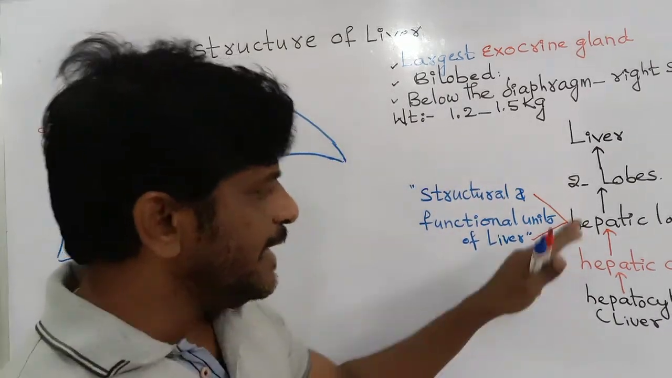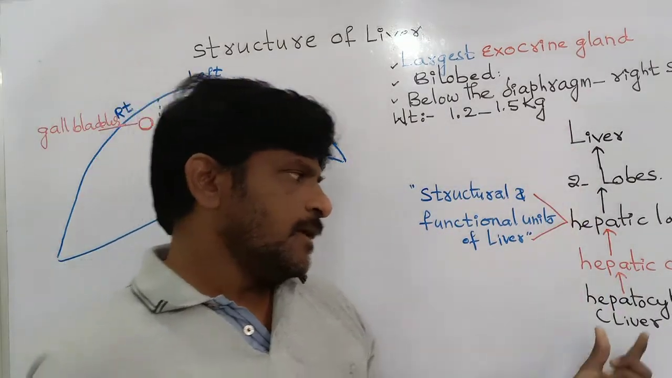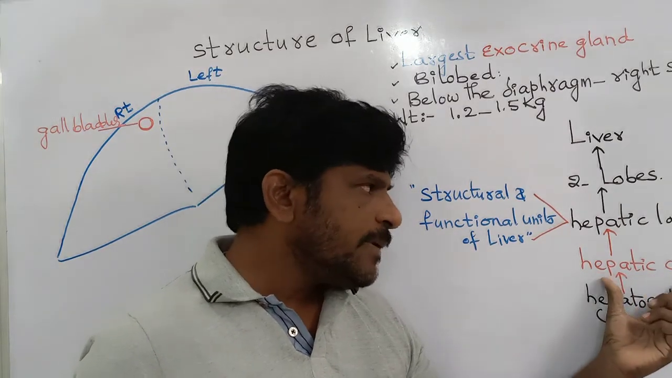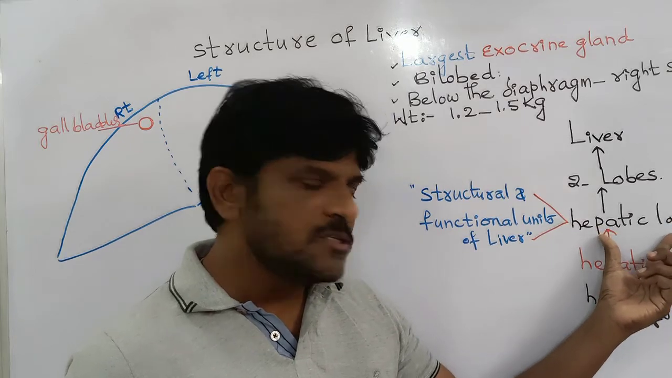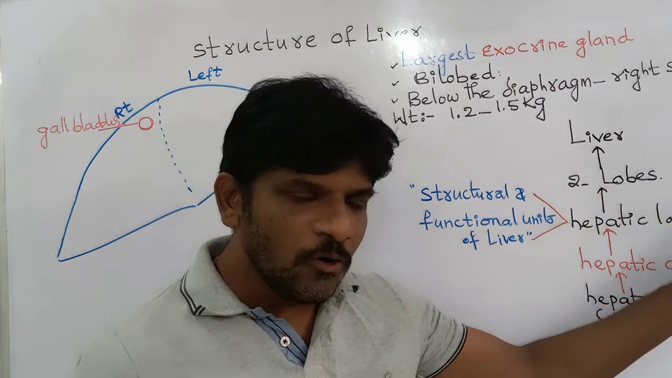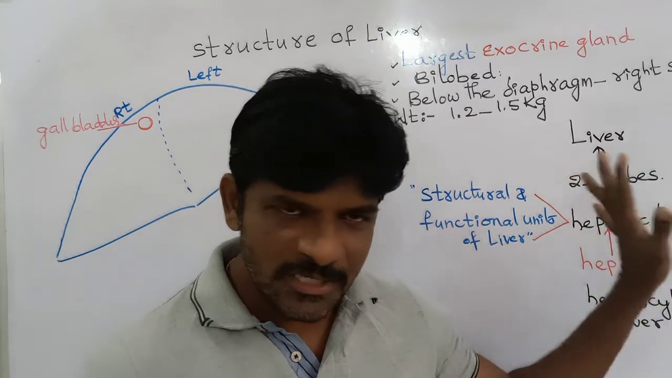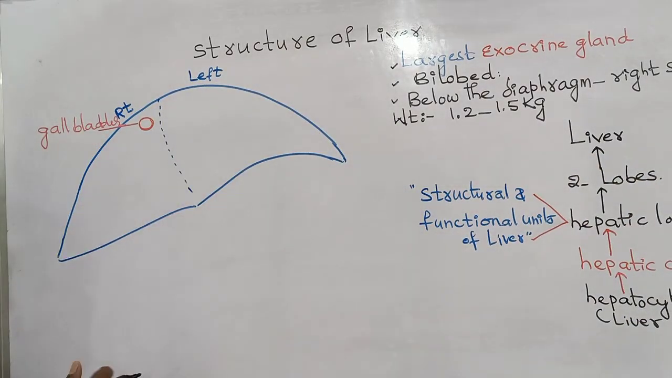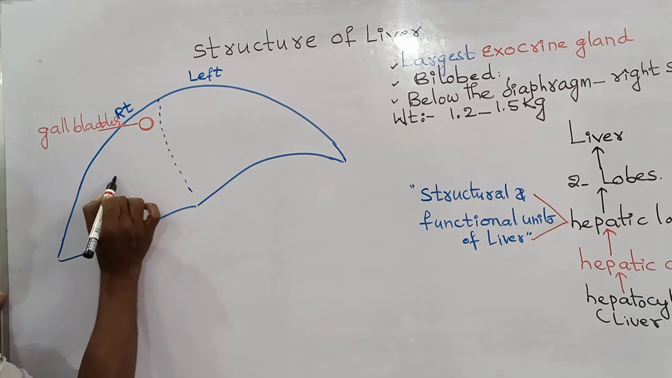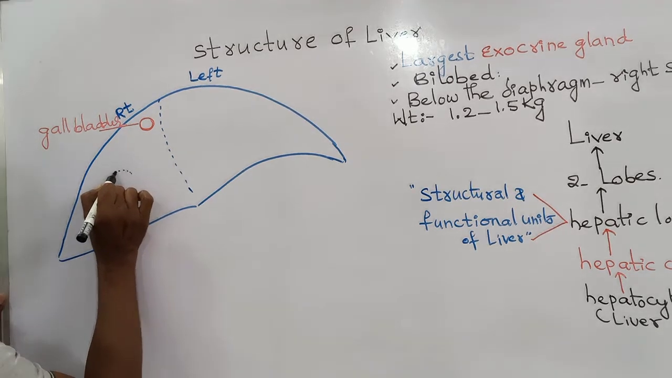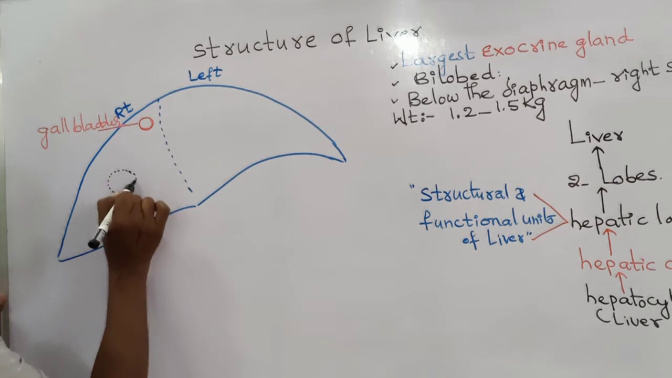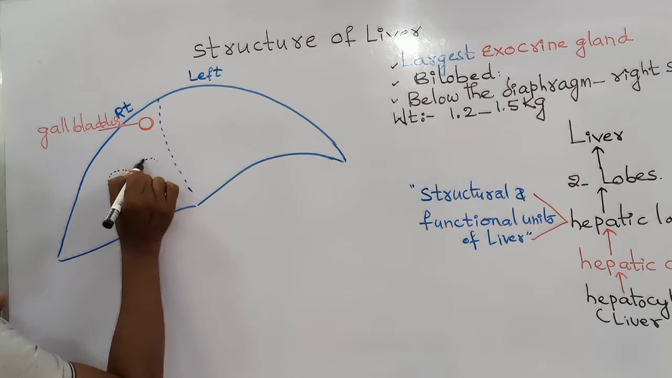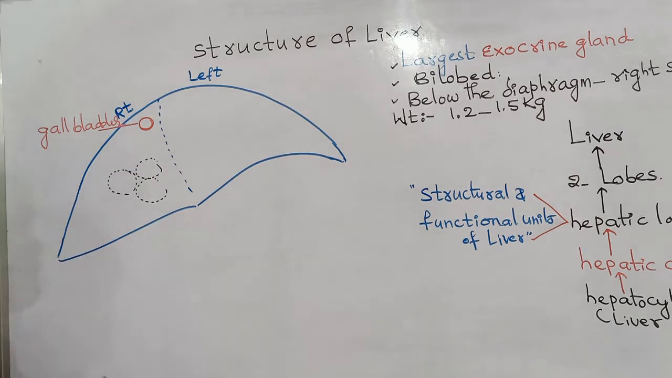This is the hierarchy of the liver. Many liver cells form one cord, the hepatic cord. Many hepatic cords form the hepatic lobules. Many hepatic lobules form a lobe. Two lobes form the liver. This is the structure of the liver. And these are the two lobes. As I told you, each lobe contains many hepatic lobules. For example, this is one hepatic lobule, another hepatic lobule, and so on.